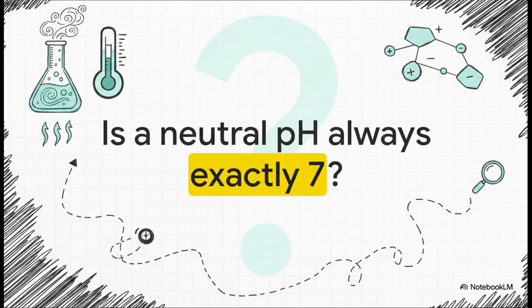Which leads us to a fascinating final thought for this explainer. If that equilibrium shifts with heat, is a neutral pH always exactly 7? Think about it. The answer is actually no. At higher temperatures, pure water produces more ions, and its pH drops below 7. Yet, it remains perfectly neutral, because the acids and bases are still equally balanced.